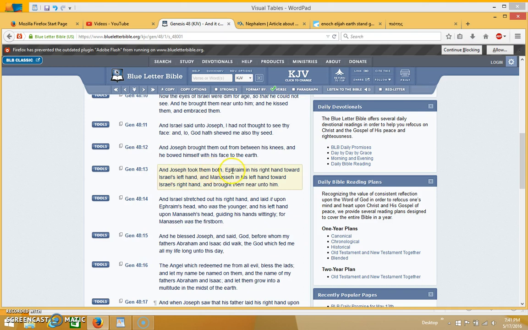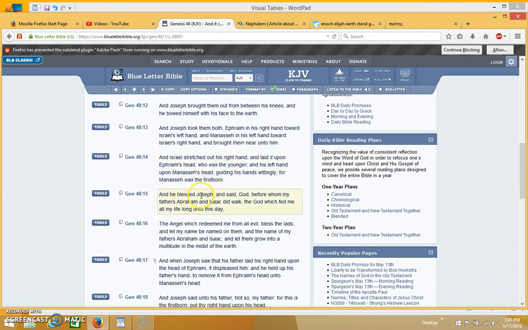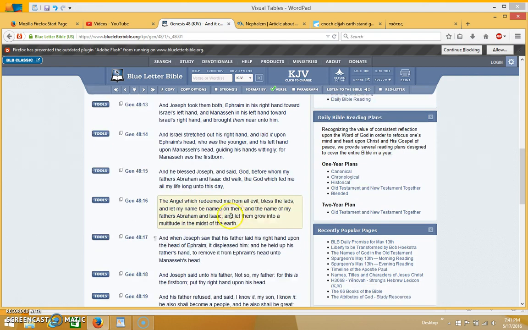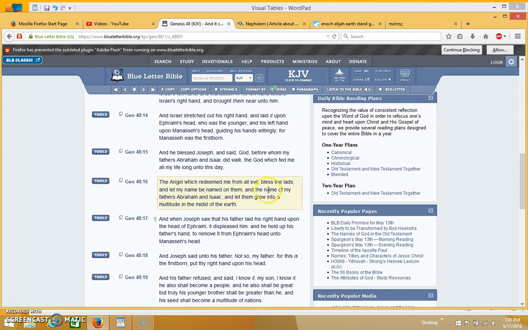And it says, "And Joseph took them both, Ephraim in his right hand toward Israel's left hand, and Manasseh in his left hand toward Israel's right hand, and brought them near unto him. And Israel stretched out his right hand and laid it upon Ephraim's head, who was the younger, and his left hand upon Manasseh's head, guiding his hands wittingly, for Manasseh was the firstborn. And he blessed Joseph and said, God, before whom my fathers Abraham and Isaac did walk, the God which fed me all my life unto this day, and the angel which redeemed me from evil, bless the lads, and let my name be named on them, and the name of my fathers Abraham and Isaac, and let them grow into a multitude in the midst of the earth."